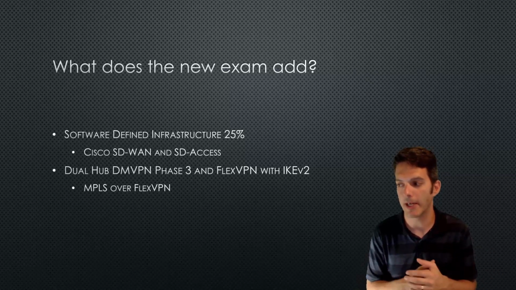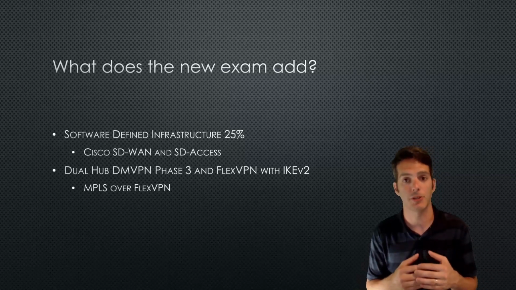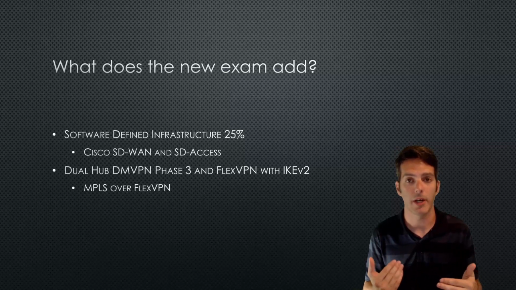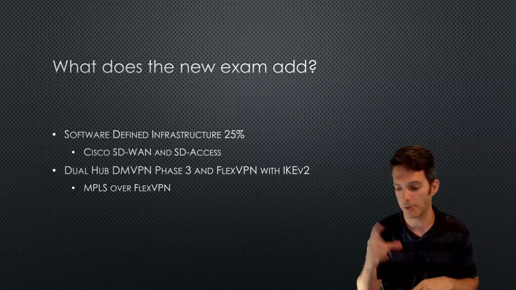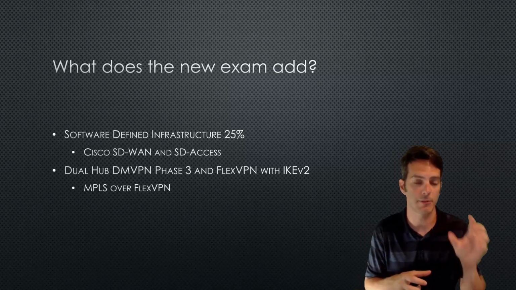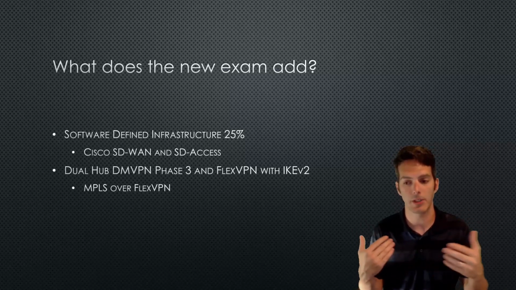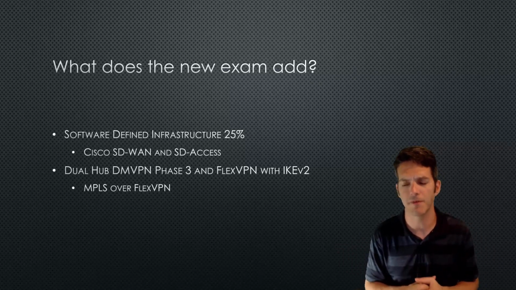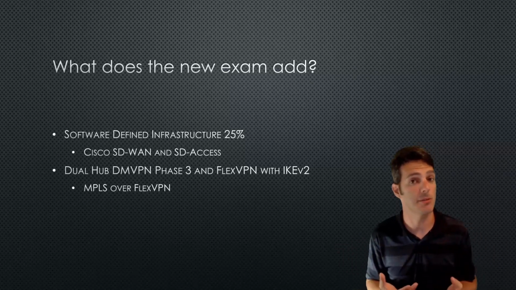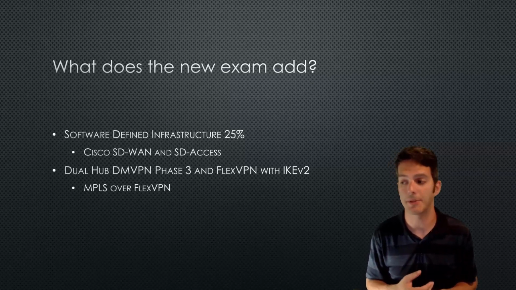They're talking about IKEv2, which means that you're not going to be using IKEv1. IKEv2 is going to allow you to play around with different types of authentication mechanisms. Pre-shared key on one side and then a certificate on the other, or two different pre-shared keys, and so on and so forth. Now, MPLS over FlexVPN, I've never seen this done before, but one of those things I'm going to have to definitely play around with.